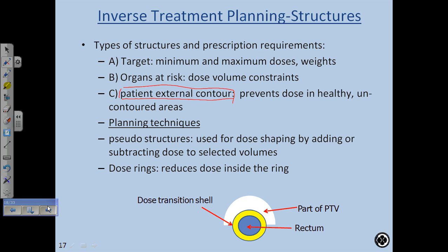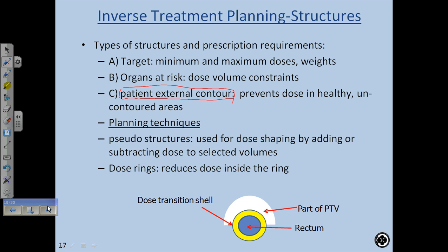With IMRT, since you're able to curve things around certain areas, if the structure is incorrectly drawn, you can be completely off. You completely miss it, or you can overdose it. So it's extremely important that the structures be drawn correctly. That's why imaging became more important, because we need to see the structures better. That's just a little background about structures.